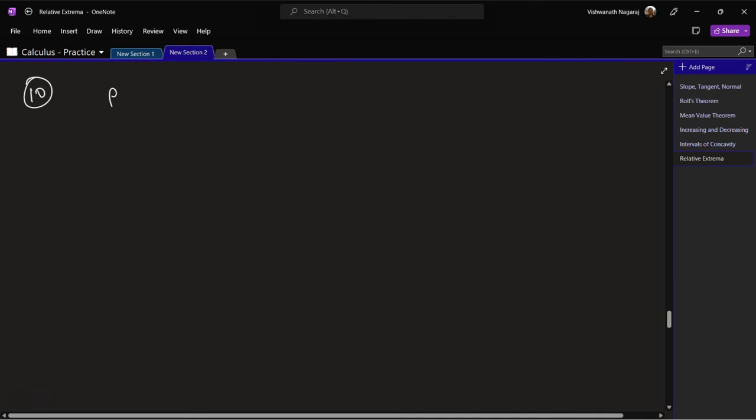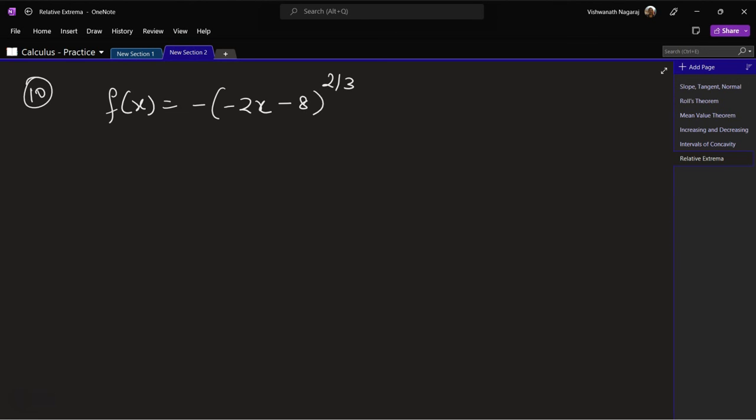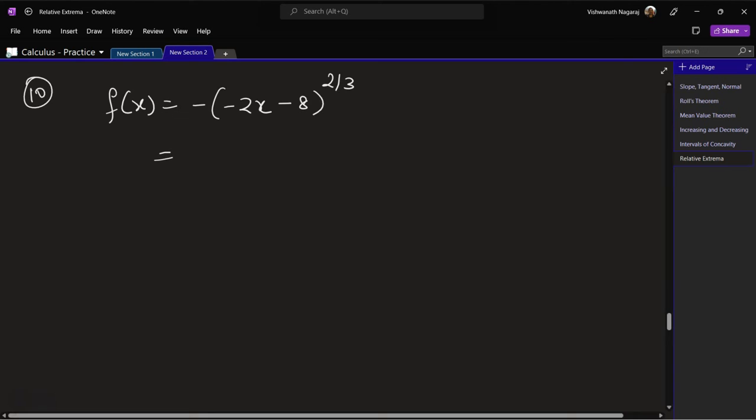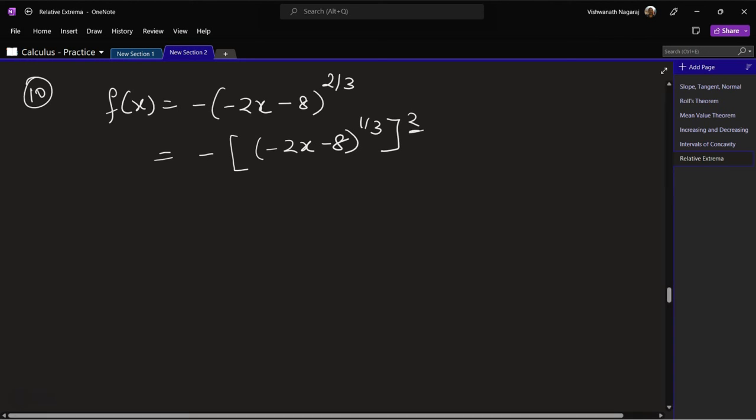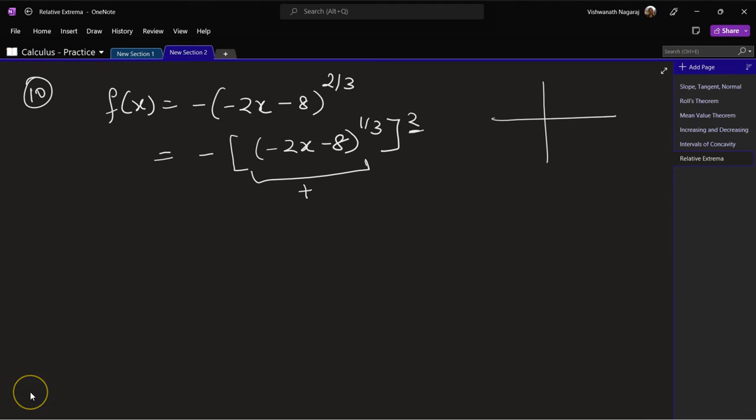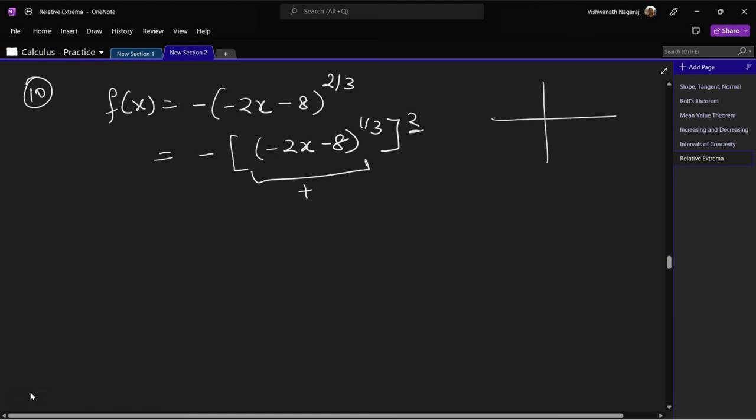10th one. f of x is equal to minus of minus 2x minus 8 to the power of 2 by 3. Again, somewhat similar to the previous problem, if you notice, this can be written as minus 2x minus 8 to the power of 1 by 3, square, which means because of this square, this quantity will always be positive. So f of x will always be negative. So it will be always negative, downwards.